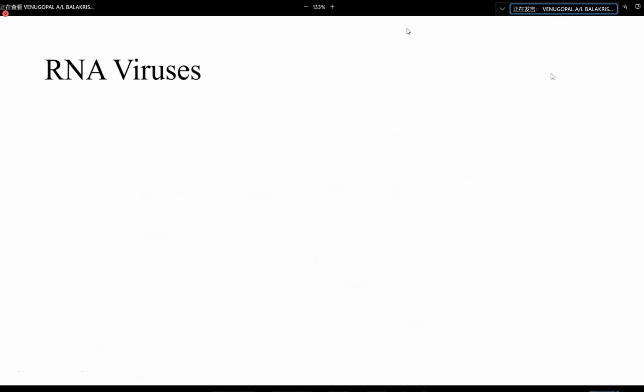Hold on, someone put it in chat. Okay, here: RNA viruses have to reverse transcribe themselves to integrate into the host genome. Correct. Exactly.